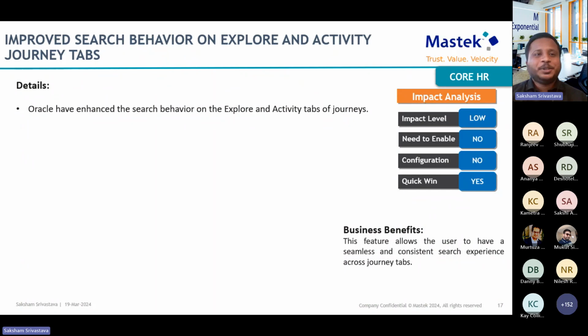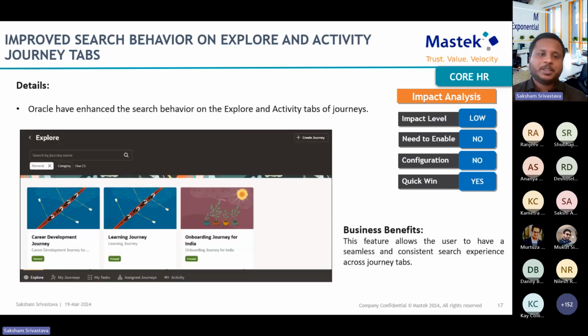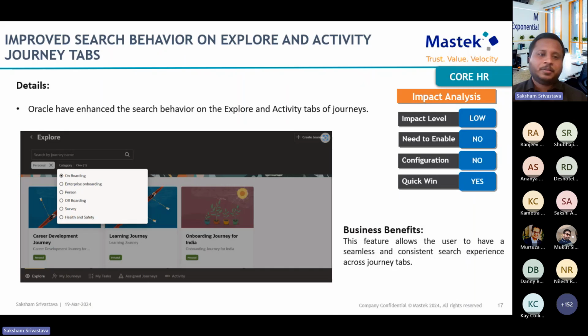The next feature is going to be improved search behavior on Explore and Activity Journey tabs. So for example, if you see on my screen, on the Explore section of journeys, you have a category filter dropdown now. So based on the category, you can filter what journeys you really want to see on the Explore tab.